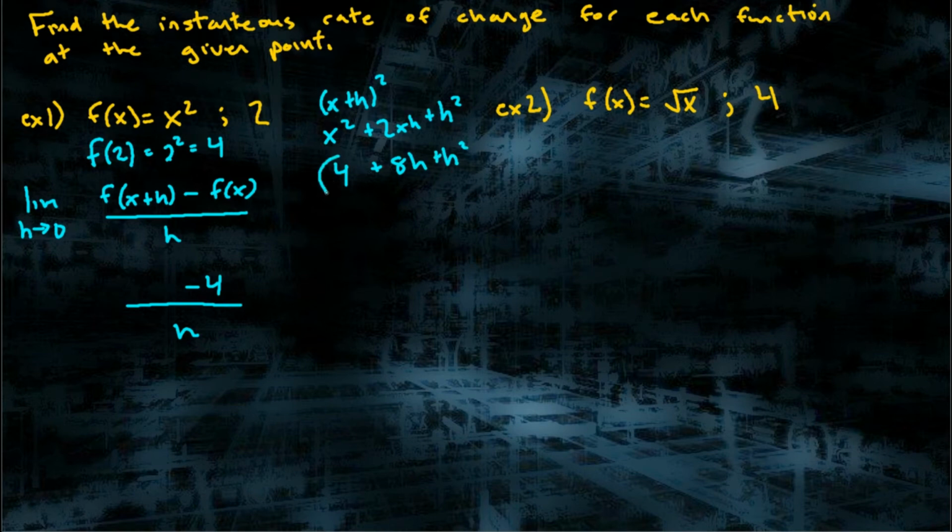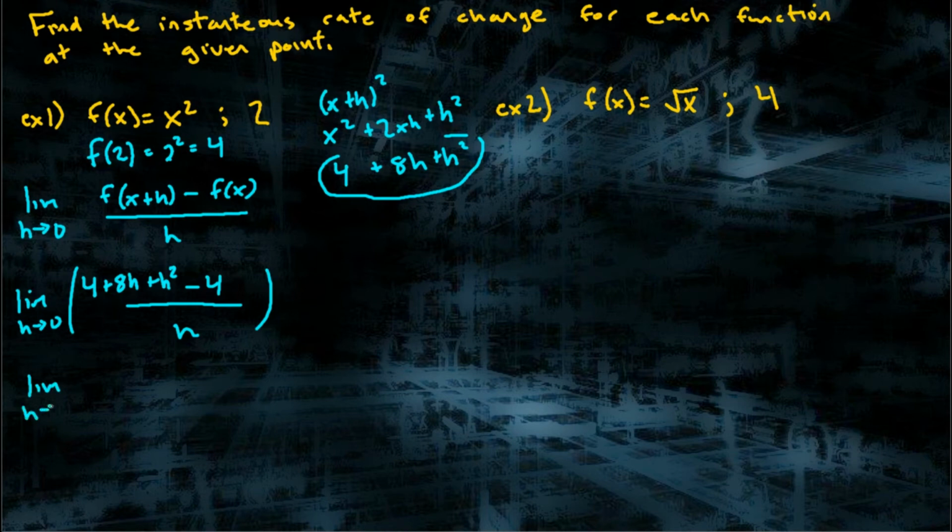All of this is replacing this piece right here. So that's going to be 4 plus 4h plus h squared. Okay, and I'm taking this limit as h approaches 0 of all of this. So the 4's cancel, right?